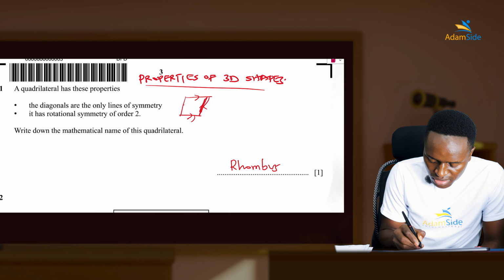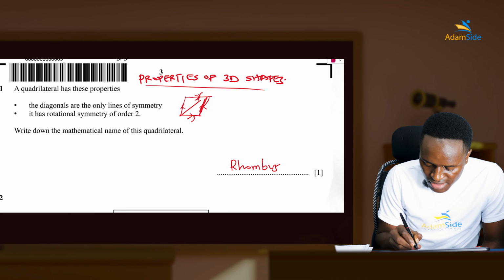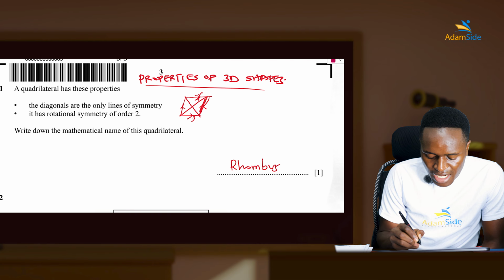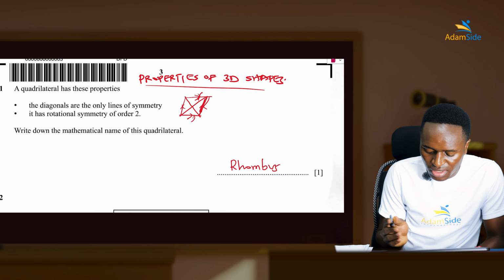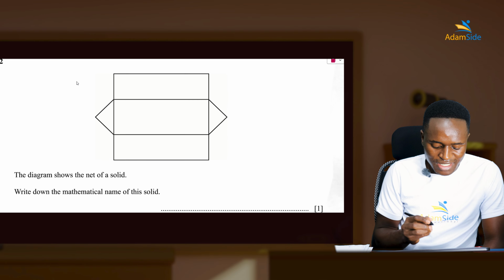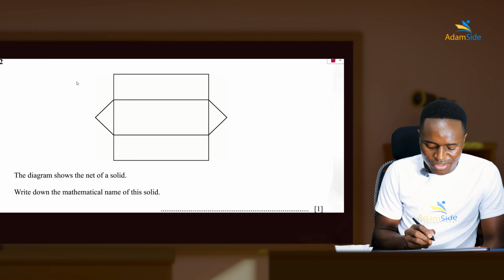I'm sorry for my writing. Two pairs of parallel sides, and it has diagonals that bisect each other at 90 degrees, and the diagonals are the only lines of symmetry. They can fit. So that's it, rhombus. Question number 2. The diagram shows the net of a solid. Write down the mathematical name of this solid.